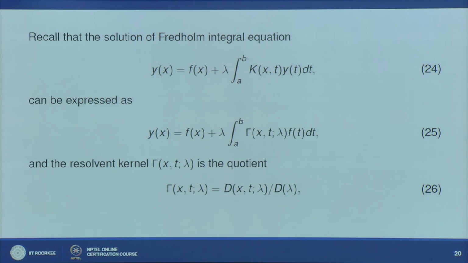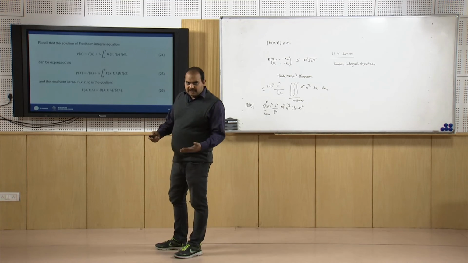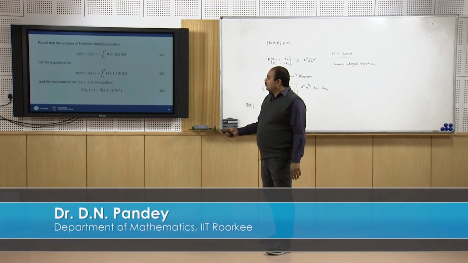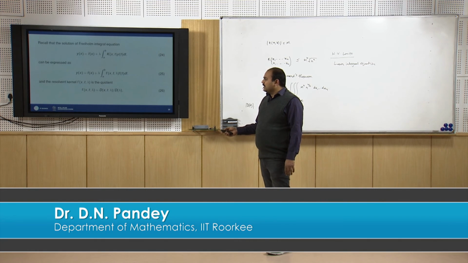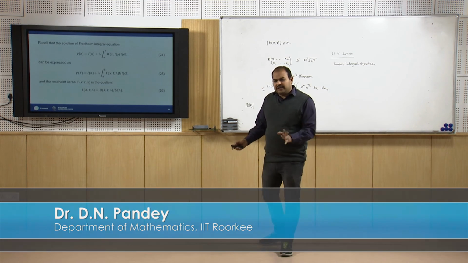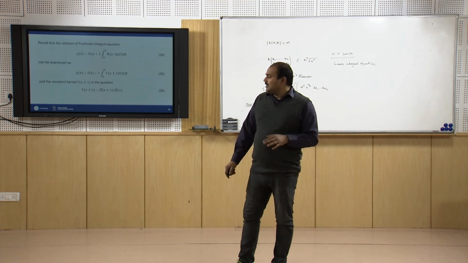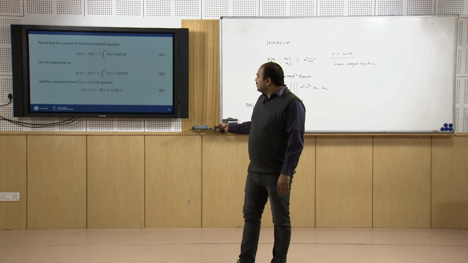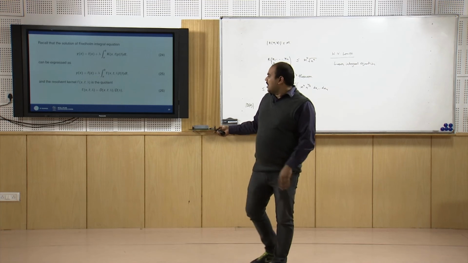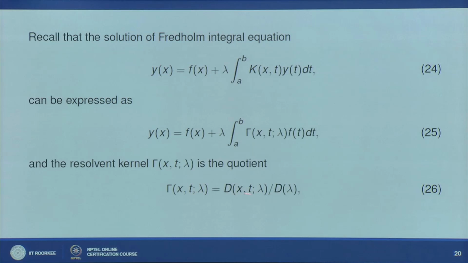In the next lecture we will try to find how we can find this resolvent kernel, what the guarantee is that it exists, and how to find the quantity d(x,t;lambda). We have already obtained this in the case of the separable kernel in the previous lecture. In the next lecture we will see how, for a general kernel, we can find d(x,t;lambda) and gamma(x,t;lambda), so that we can find the solution y(x) given as equation number 25.